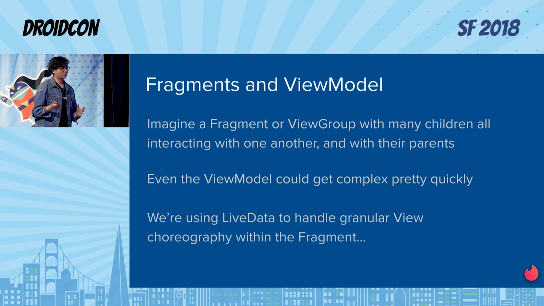One possible reason for this could be that your view models contain several different kinds of live data to handle the presentation to the fragment. So it could be that your live data is very granularly trying to update things in your fragment.